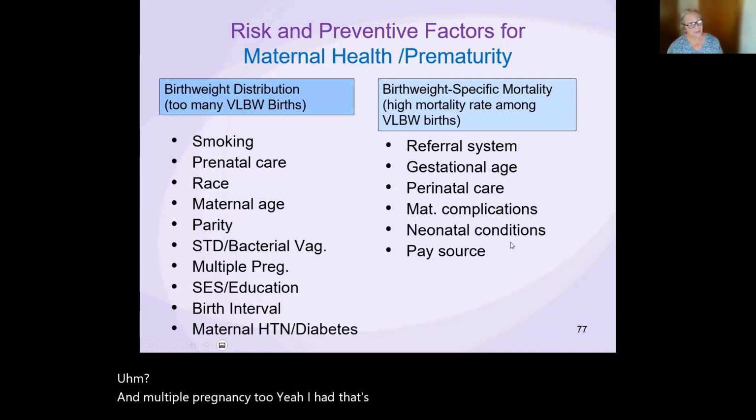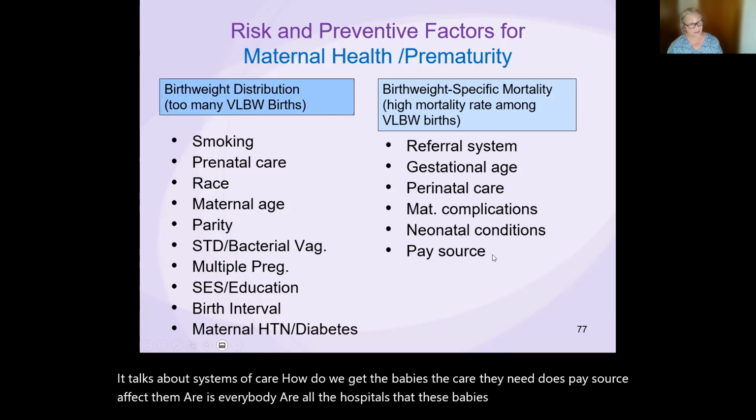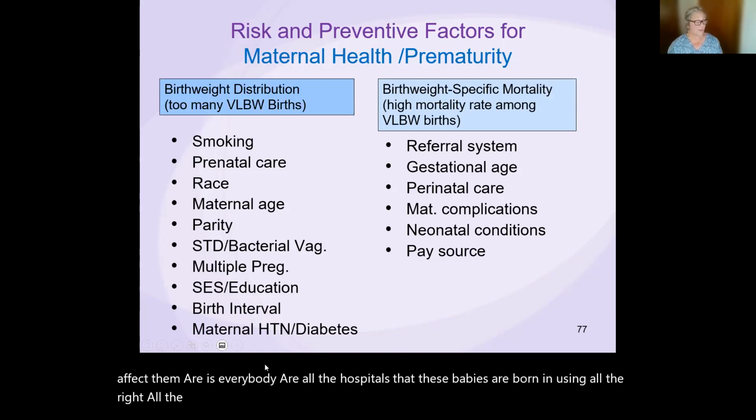Then birth weight specific mortality. It talks about systems of care. How do we get the babies the care they need? Does pay source affect them? Are all the hospitals that these babies are born in using all the up-to-date methods? Are they doing the best things they can and getting those best things to the right people?